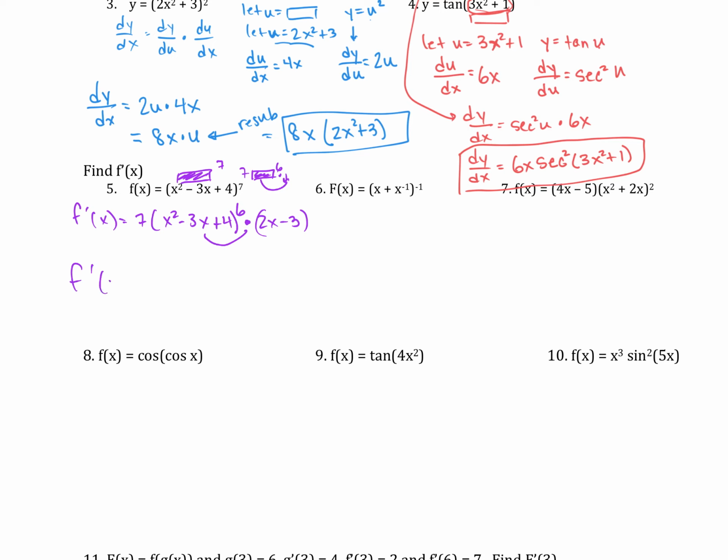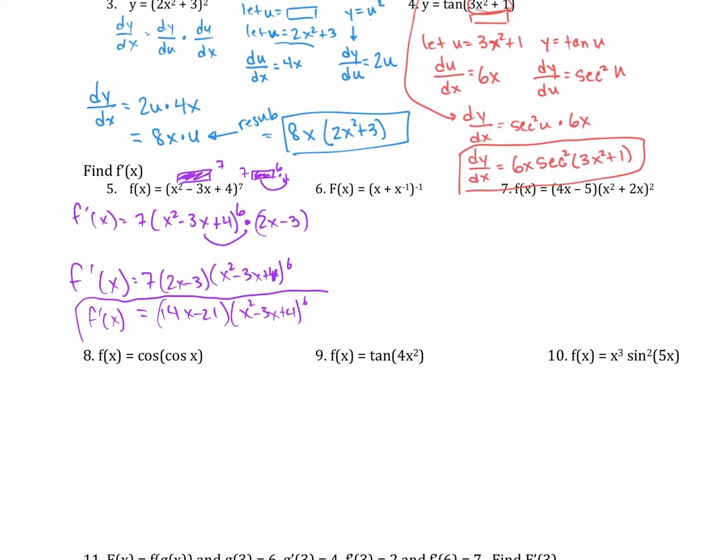So f prime of x equals 7 times the 2x minus 3 times this x squared minus 3x plus 4 to the 6th power. You could, if you wanted to, distribute this and say 14x minus 21, and then keep this as x squared minus 3x plus 4, but by no means do you want to FOIL that out to the 6th power. That's just a waste of time for this class. Okay, moving on to the next one.